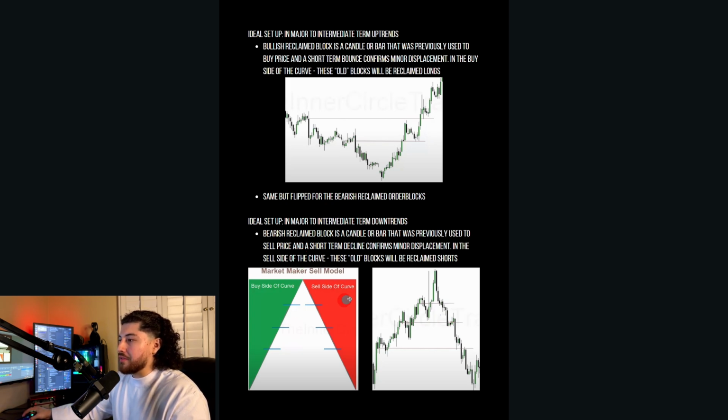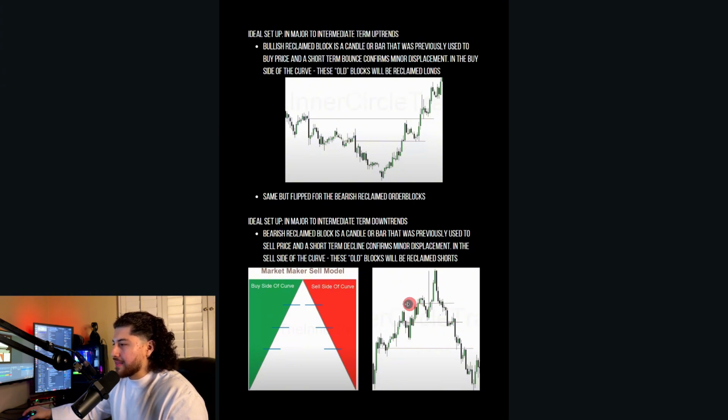Now, as we are on the sell side of the curve at this point, we are looking to spot the reclaimed order blocks to continue to sell off of. So with this real image here, the banks bought before they sold. This is the last buy move before they sold. And again, the last buy move before they sold.